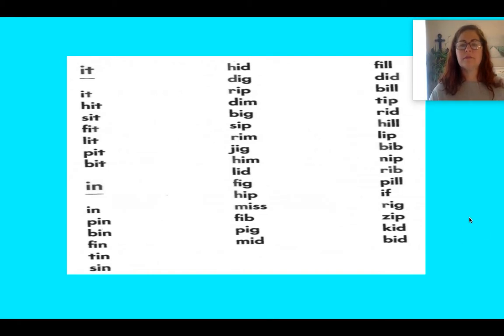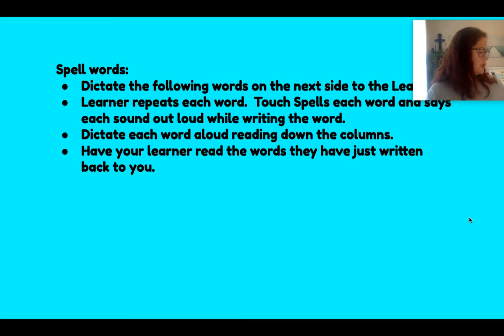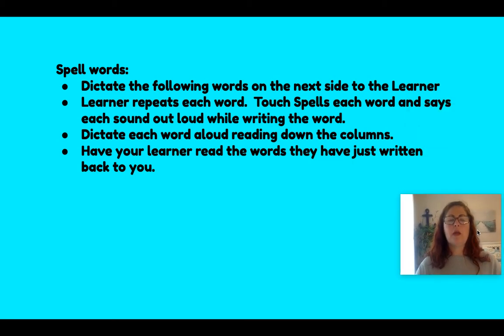Okay, so now we're going to go to the spell words section of the lesson. I'm going to dictate them. The student is going to touch spell the word and say each sound out loud while writing the word. Okay, so I will dictate each word aloud, reading down the columns, and then your learner will read the words that they have just written.